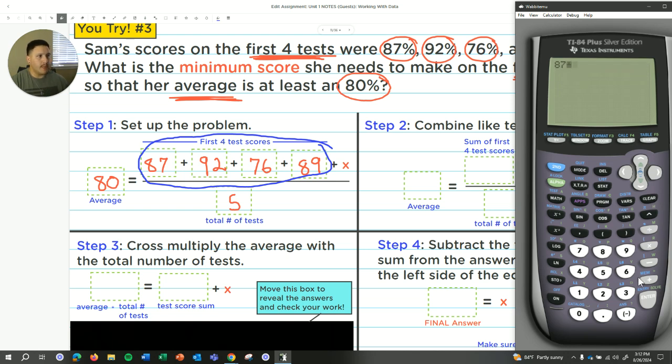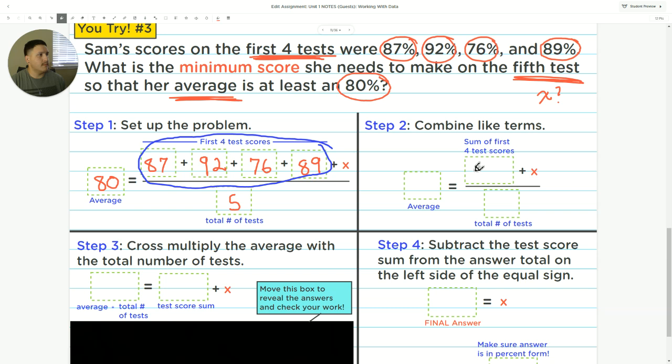So 87 plus 92 plus 76 plus 89 gives me a total of 344. The total number of tests doesn't change. The average doesn't change, so I'm just going to bring those numbers over.